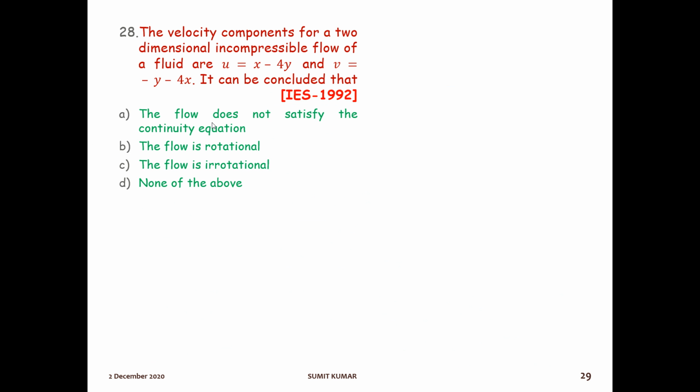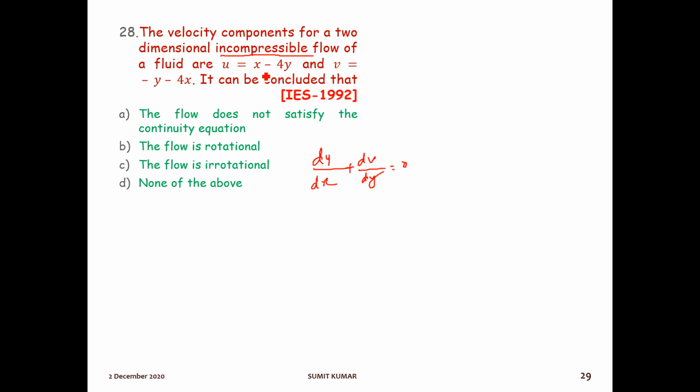The next question is, the velocity components for a two-dimensional incompressible flow field are given, U and V are given. So it can be concluded that the flow does not satisfy the continuity equation, or is irrotational or rotational. So first of all we will have to check the continuity equation. For incompressible flow, the continuity equation is du by dx plus dv by dy equal to 0.